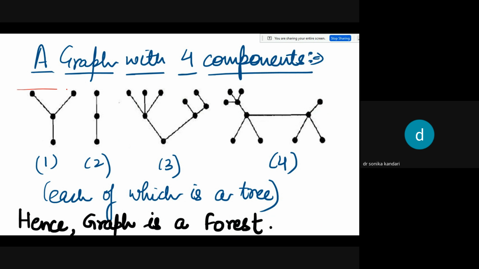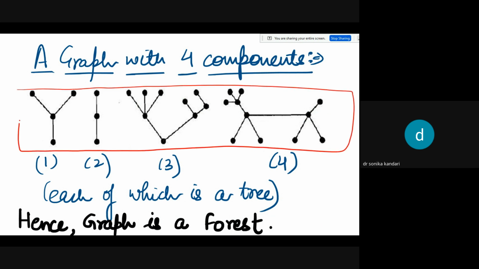So this is a graph. How many components does it have? Tell me. How many components are there in this graph? Four. Fine, four disconnected components. This is component 1, this is component 2, this is component 3, and this is component 4.